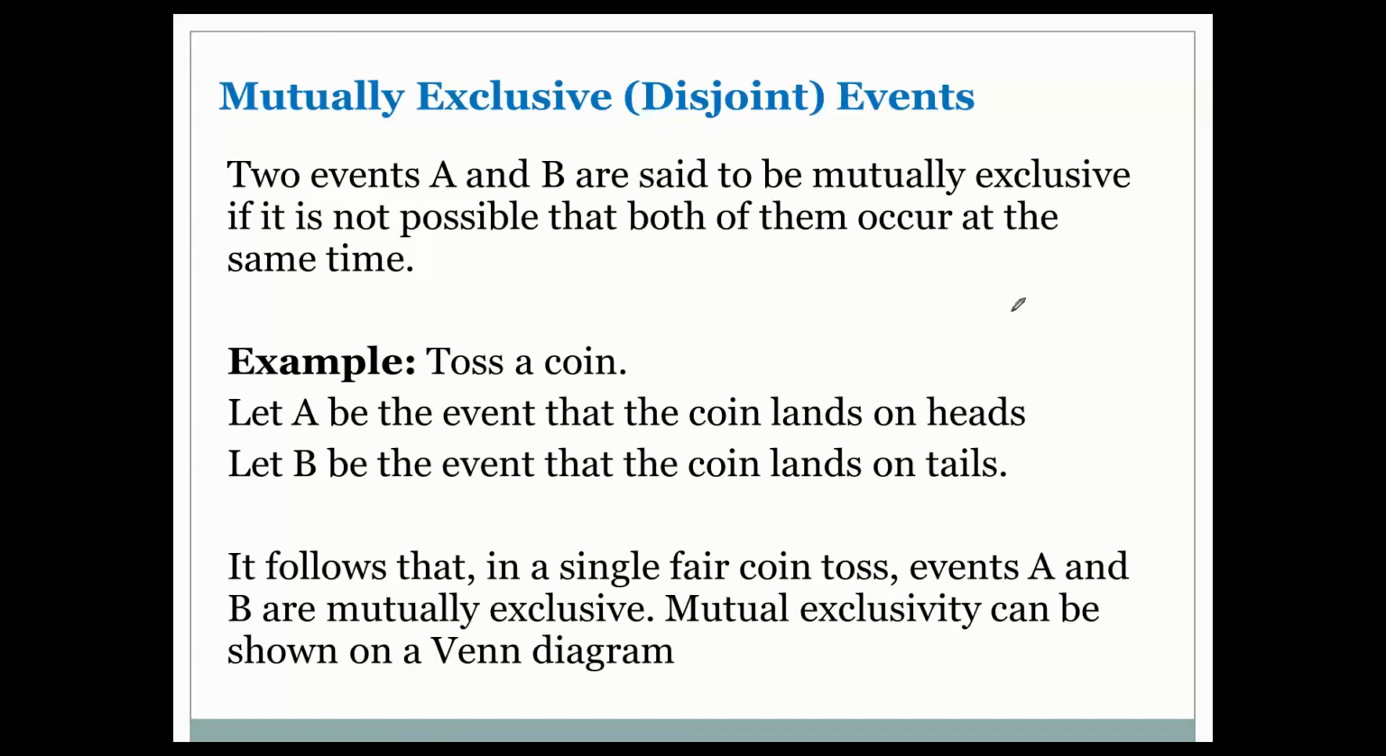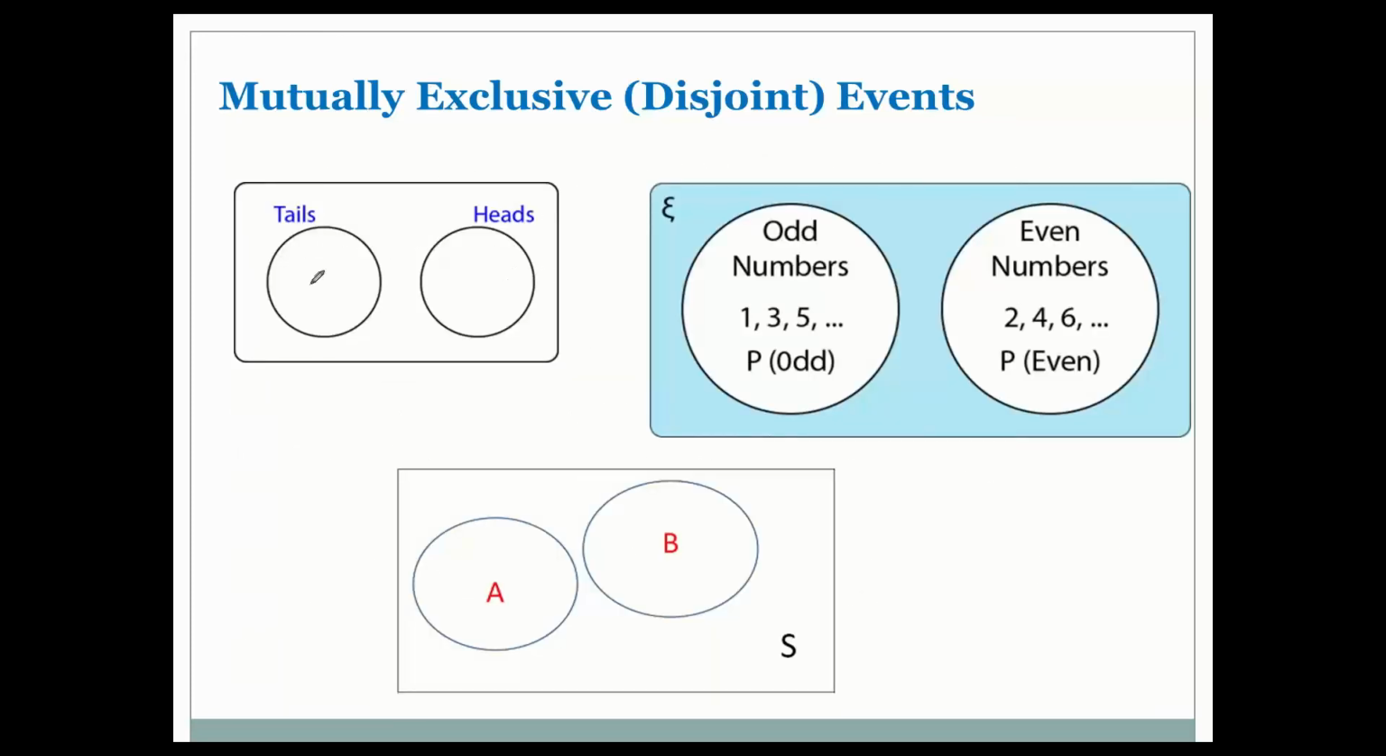Mutual exclusivity can be shown on a Venn diagram, tails and heads. There are our two events in our spaces, so mutually exclusive. Here's another one. Here's our sample space, an epsilon up here. It includes both these sets inside a universal set. It's possible you might have some things out here that are just not being included in our events, just outside of our events here.